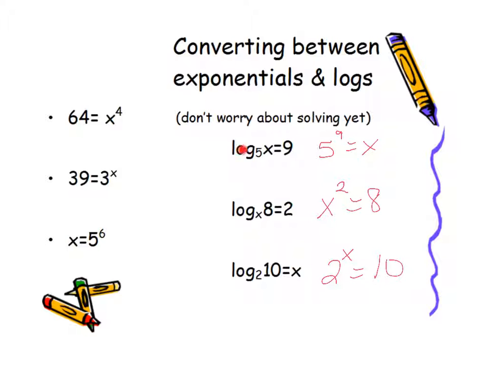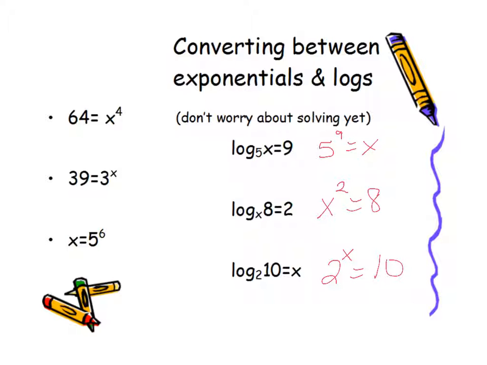The thing you want to remember is the base of your exponential, that's the number being taken to the power, that's your base, is the same as the base in the log. Those are always going to be the same. The other thing I always remember is that the logarithm is an exponent. So whatever this equals, it always equals your exponent. Equals 2, so that's your exponent. Equals x, that's your exponent.